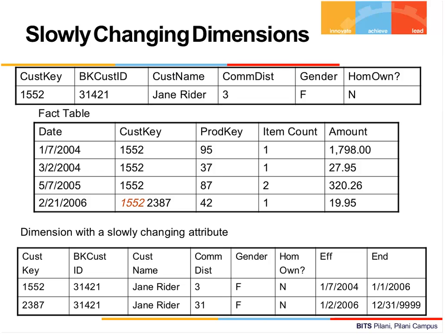In 2006, I moved from district 3 to district 31. So when this change happened, for this customer ID, 31421, this is my natural key, like 1234, like I said. For the same ID, same name, there is a change in the district from 3 to 31. So now I'm creating a new surrogate key. 1552 was before. Now I'm creating 2387.